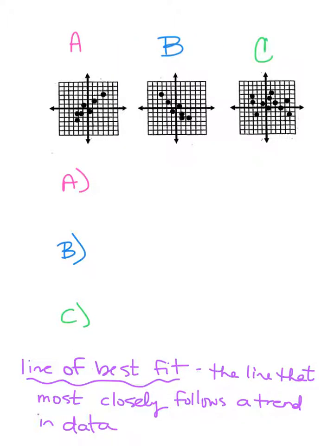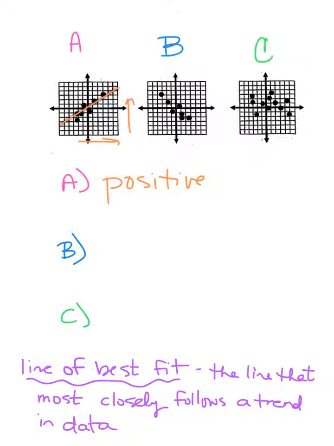Let's look at some more examples. In the first example, A, we have some points that are plotted there. And when I do a line of best fit, I go kind of right in the center there. Now, a line of best fit is a line that most closely follows the trend of the data. I put the line kind of in between all the points. In letter A, we have a positive correlation. As x increases, y increases.